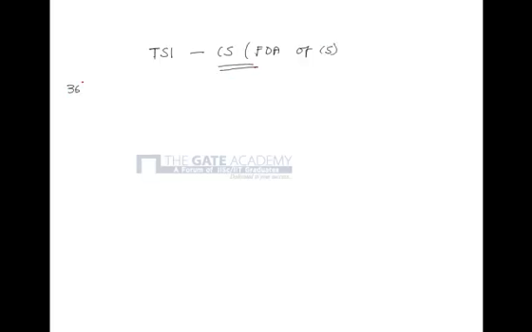As per the question, there is a control system of open loop transfer function G(s)H(s) equal to K by s into (s plus 2) into (s plus 4). And the system is of unity negative feedback.